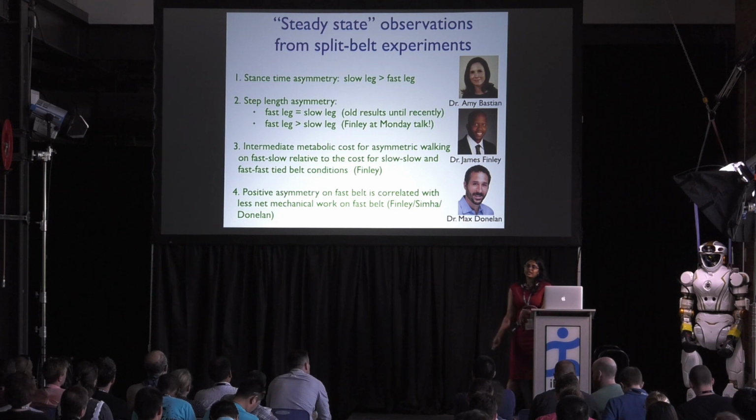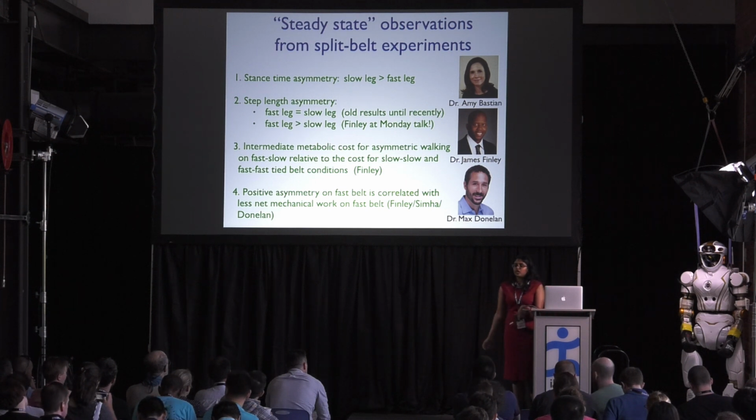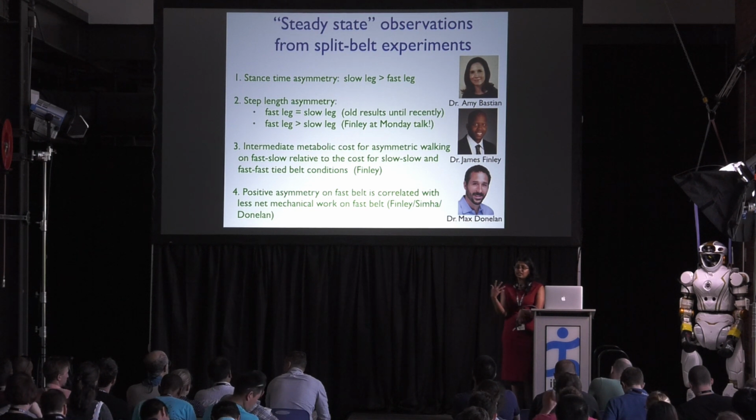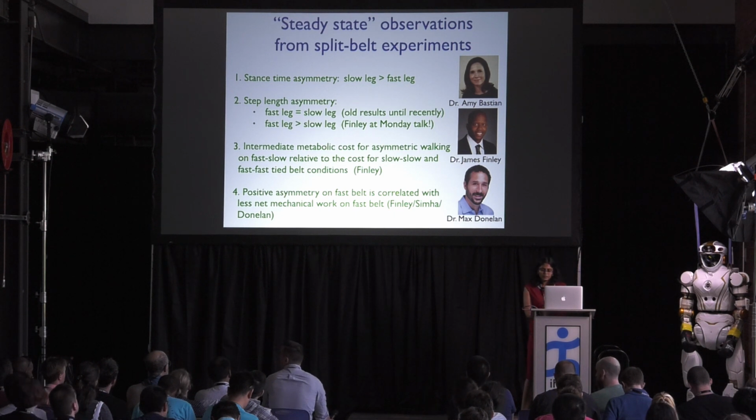We would also want to predict the metabolic cost itself, because we're optimizing for metabolic energy cost, so we would want to compare the optimal metabolic energy that we find to what was seen in experiments. And also the observation that Dr. James Finley and Dr. Max Donnellan spoke about, which is that less net work was done by the fast leg and more net work was done by the slow leg.